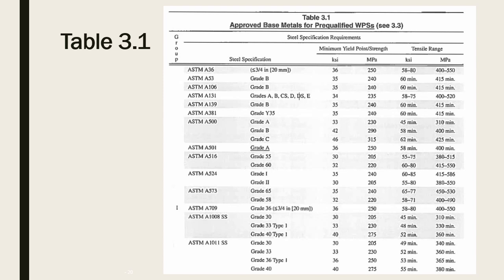If you're using some kind of Chinese steel or some kind of steel from Guatemala or Istanbul or wherever, and it doesn't have paperwork that says it's one of the materials listed on this list, you can't use it. Even though chemically it might match up, if you don't have paperwork that says it's ASTM A573 or ASTM A1011 SS grade 30 or whatever, you can't use it.